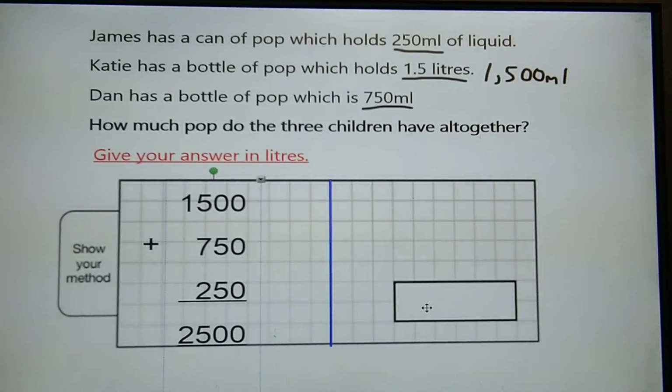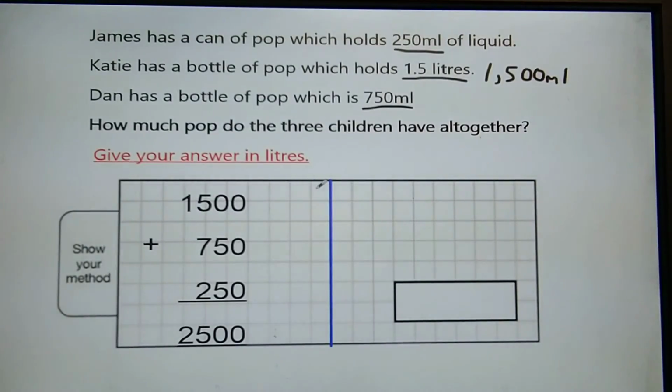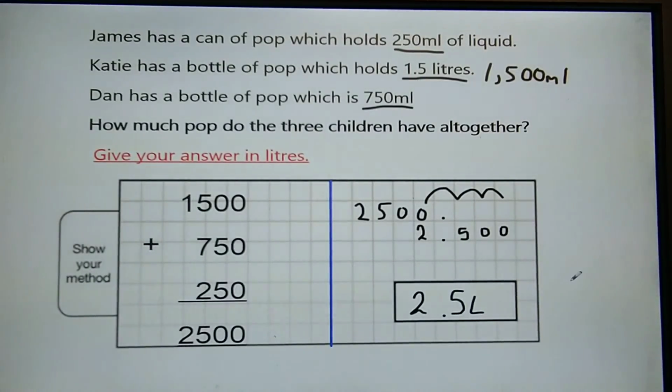Now, I can't just copy that into here because we've been asked to give our answer in litres. So we need to do that skill we've been practicing this week of converting measures, and we need to divide that by 1,000 to turn it back into litres. So let's take those 2,500 mils. Let's move each digit 3 places to the right because we are dividing by 1,000. And let's see what our answer is going to be. And you might have already worked this out, but you can see that in total, the 3 children have 2.5 litres of liquid.